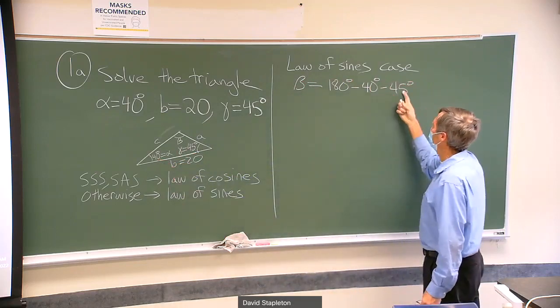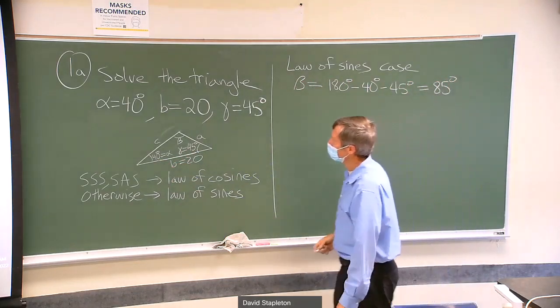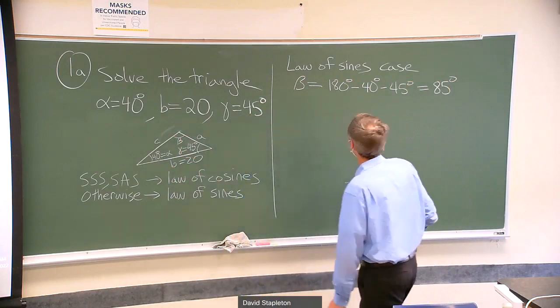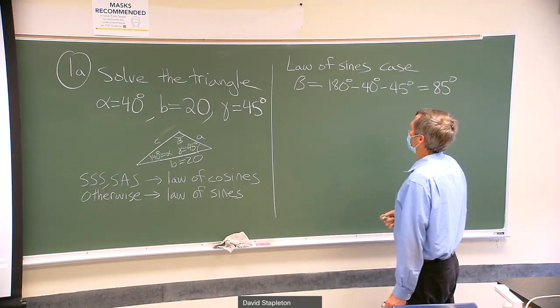Well, this leaves 85 degrees for the last angle. It looks like I didn't draw it quite right. I drew it a little more than 90, right? But it's probably close enough. These don't have to be real accurate, all right? So now I have all three angles.